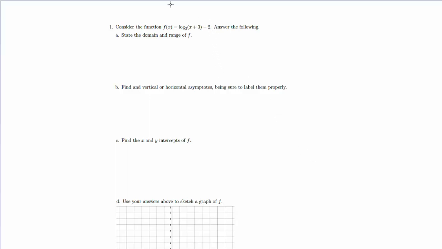Let's analyze together a specific logarithmic function and find all the components that will help us to graph it. The function f of x that we have is the log with base 3 of x plus 3, minus 2. There are many different ways to approach the graphing and analyzing of this function.